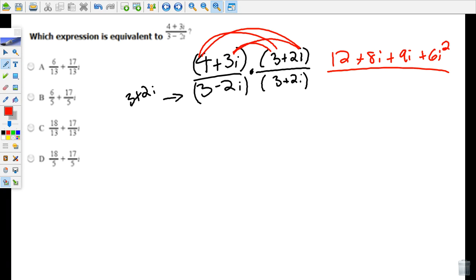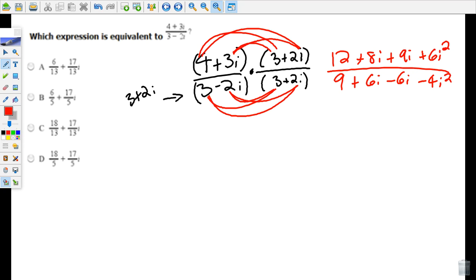And on the bottom, we'll do the exact same thing. We'll distribute 3 times 3 is going to be 9. And 3 times 2i is going to be 6i. Negative 2i times 3 is going to be negative 6i. And negative 2i times 2i would be negative 4i squared.